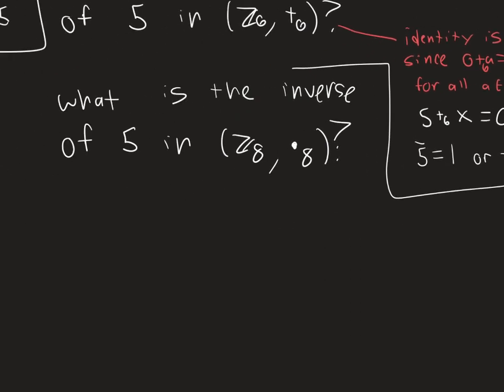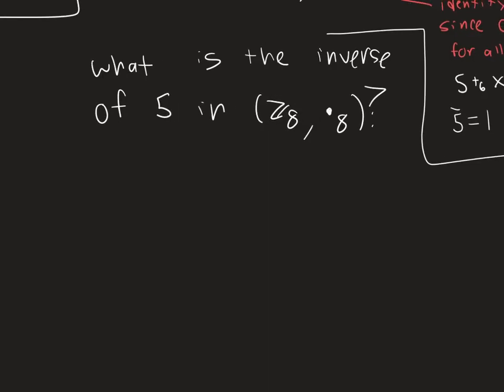All right, and then I don't think we worked through a problem like this. So what is the inverse of 5 in Z8? Again, identity is 1. In real time, I don't even know if the inverse exists. It should. 5 times what is going to give us 1? I'm just going to do 5, 10, nope, 15, nope, 20, nope, 25, yeah.